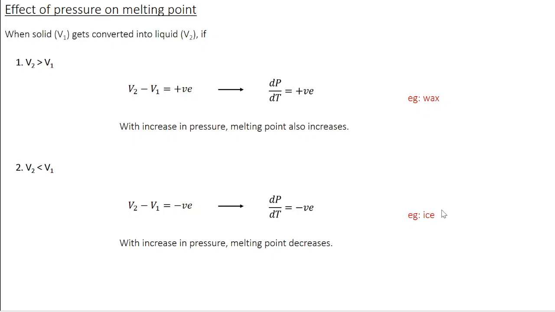But there are other systems like ice, where when you melt ice into water and compare the volumes, you will find that the volume of ice is always greater than volume of water. So here V2 is less than V1. So V2 minus V1 is negative. Concomitantly, dP by dT also becomes negative. And what's the meaning of this? When pressure increases, the melting point decreases. So depending on the nature of the material system, pressure affects different systems differently. On the other hand, in the case of boiling point, always boiling point increases with increase in pressure.